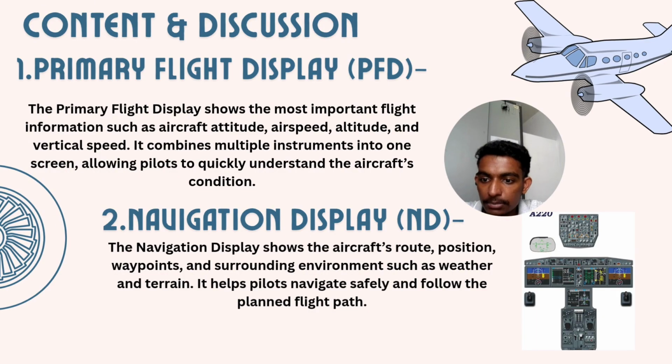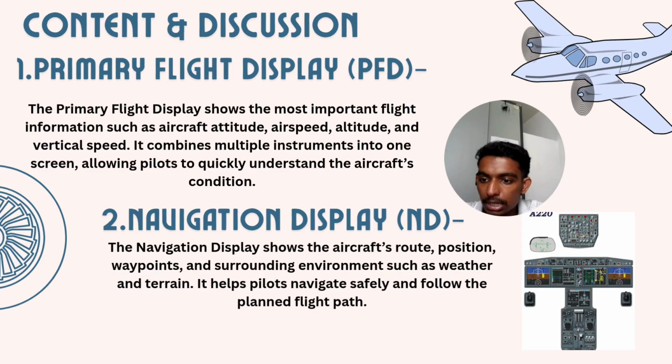First, the primary flight display, or PFD, shows the most important flight information on one screen. It includes the aircraft attitude, which tells us if the aircraft is climbing, descending, or turning. It also shows airspeed, altitude, and vertical speed. This display combines multiple traditional instruments into a single digital screen. Because of this, pilots can quickly understand the aircraft condition without looking at many different gauges. This improves efficiency and safety during flight.